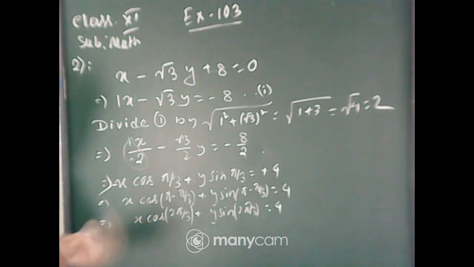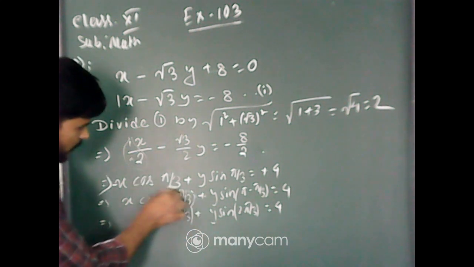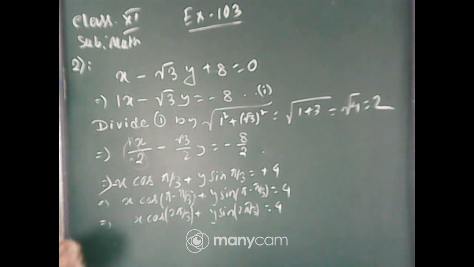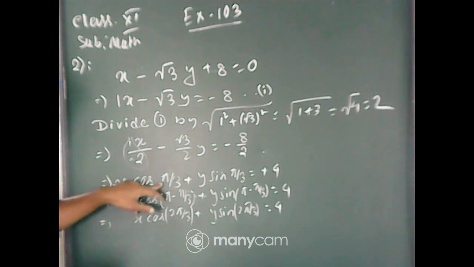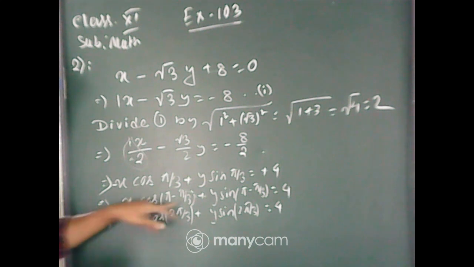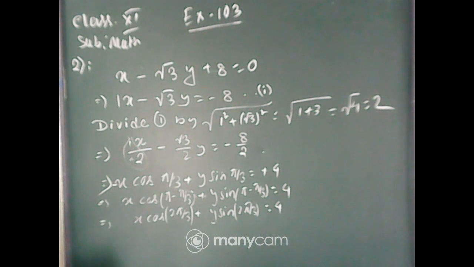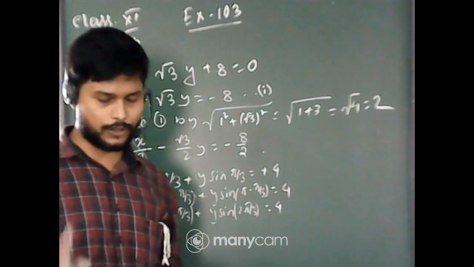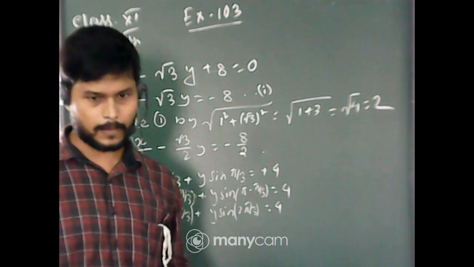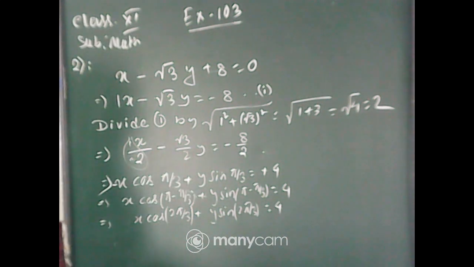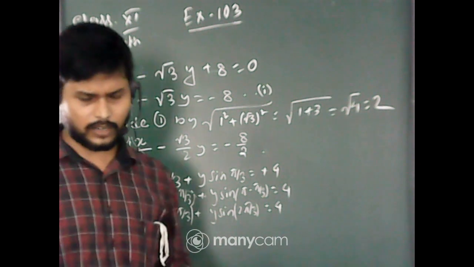Okay, have you faced any problem here? Why I have written minus x cos pi by 3 as pi minus pi by 3? Have you solved the first chapter of your trigonometry? So all sine, tan, cos, there are 4 quadrants.